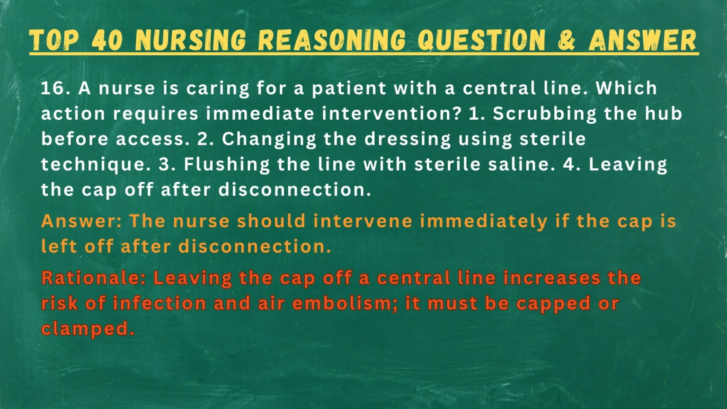16. A nurse is caring for a patient with a central line. Which action requires immediate intervention? 1. Scrubbing the hub before access. 2. Changing the dressing using sterile technique. 3. Flushing the line with sterile saline. 4. Leaving the cap off after disconnection. Answer. The nurse should intervene immediately if the cap is left off after disconnection. Rationale. Leaving the cap off a central line increases the risk of infection and air embolism. It must be capped or clamped.